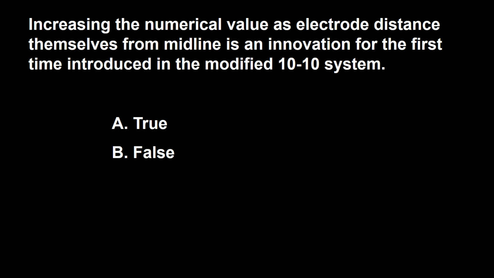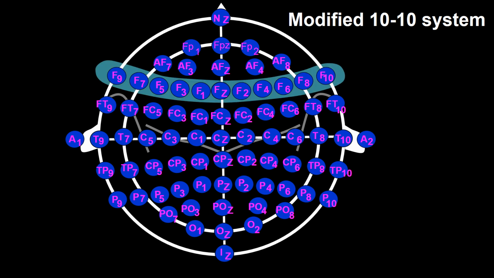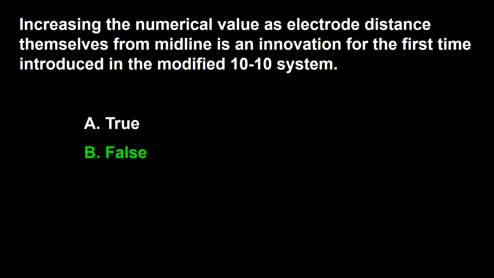A, true; B, false. This, as you know, is a diagram of the 10-10 system. As you can see, the further an electrode is from the midline, the larger the number becomes. This is a drawing from 1949, and as you can see, increasing the numerical value the further an electrode is from the midline is not a new idea. So the answer to this question is B, false.